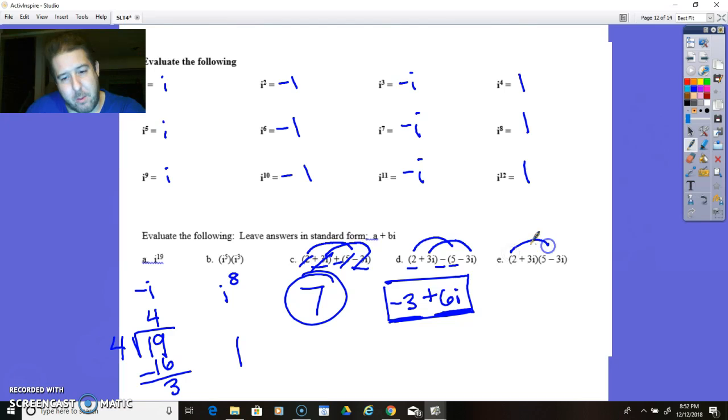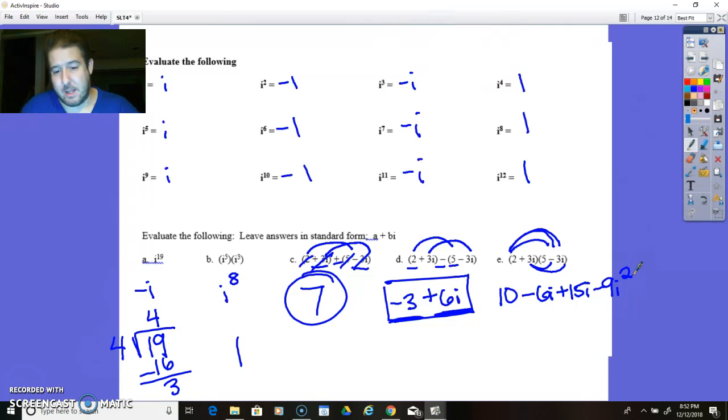All right, so now we're multiplying. We're going to use the FOIL method. First, outer, inner, last. Things that came first in the parentheses: 2 times 5 is 10. Outers, 2 times negative 3i is negative 6i. Inners, 3i times 5 is 15i. And then last, 3i times negative 3i is negative 9i squared.